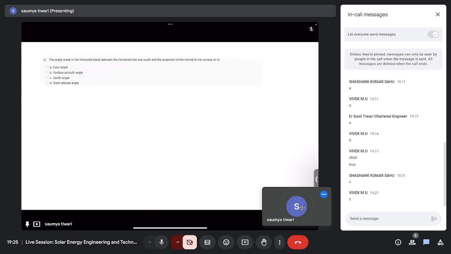Okay, coming on to the next question. The angle made in the horizontal plane between the horizontal line due south and the projection of the normal to the surface on the horizontal plane. What is this angle called?